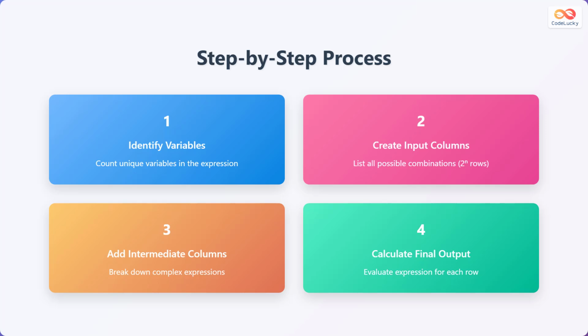Here is a step-by-step process for creating truth tables. First, identify the variables in the expression, counting the number of unique variables. Next, create the input columns, listing all possible combinations of the input values. Remember that with n variables you have 2 to the power of n rows. Then, add intermediate columns to break down complex expressions into manageable parts. Finally, calculate the final output by evaluating the expression for each row, using the intermediate values.